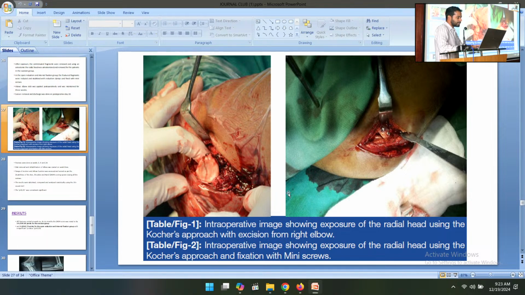Here is the intraoperative image showing exposure of the radial head using the Kocher's approach with extension from right elbow, and in this image it's showing exposure of the radial head using Kocher's approach and fixation with mini screws. Mini screws are there, mini plates are there. Headed, yes. Headless. It can be Acutrak or it can be Herbert. Where are the screws there? Which part of the head are the screws in?